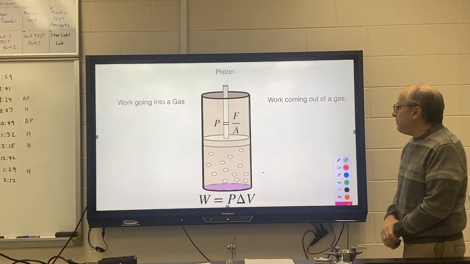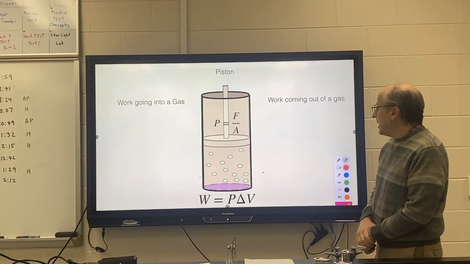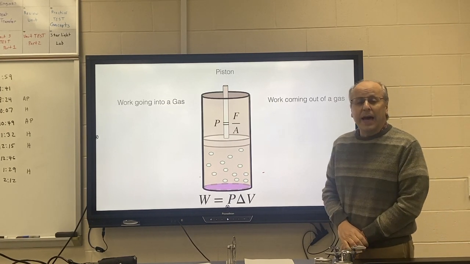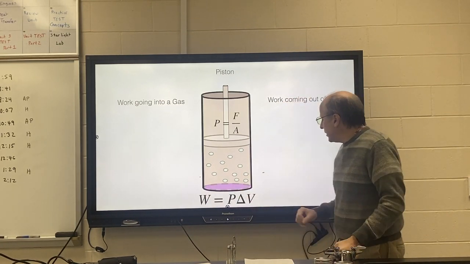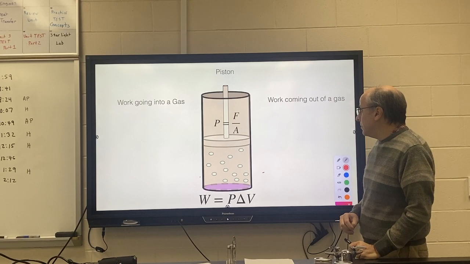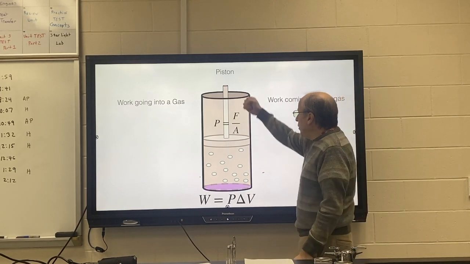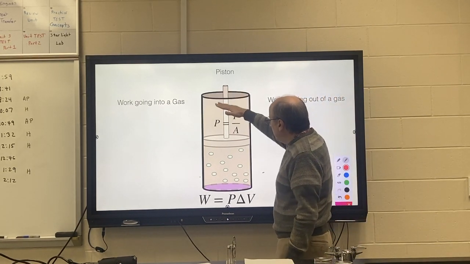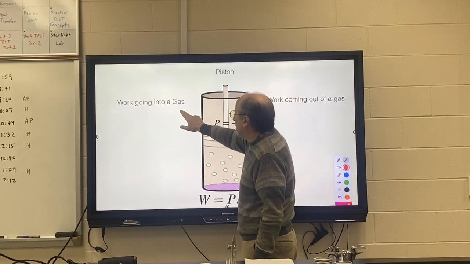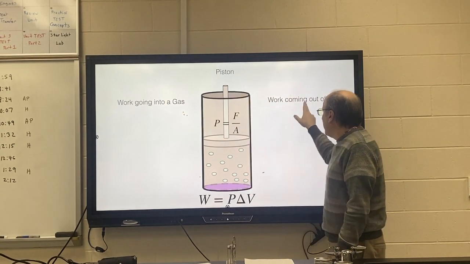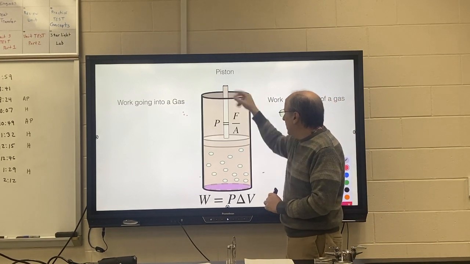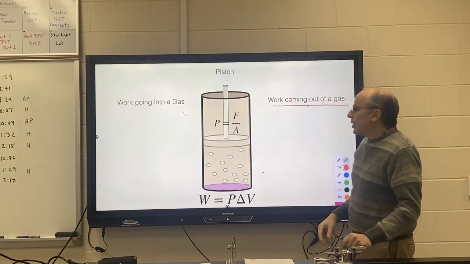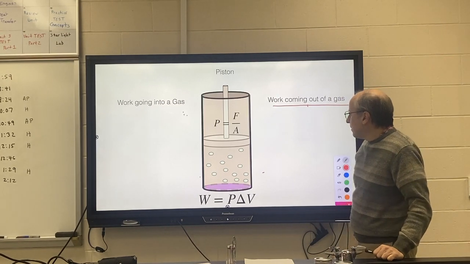Okay, when you have a piston and you're looking at how much work goes into or out of your gas, you want to remember the formula work equals pressure times change in volume. Whenever you decrease the volume, you compress the gas. Work is going into the gas. And if the gas expands, it pushes the piston up. That's going to be work coming out of the gas.